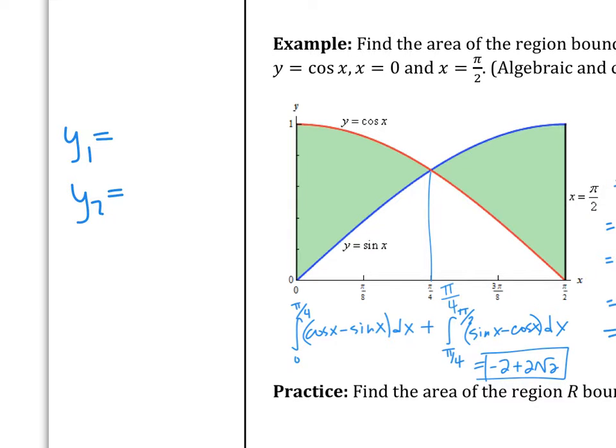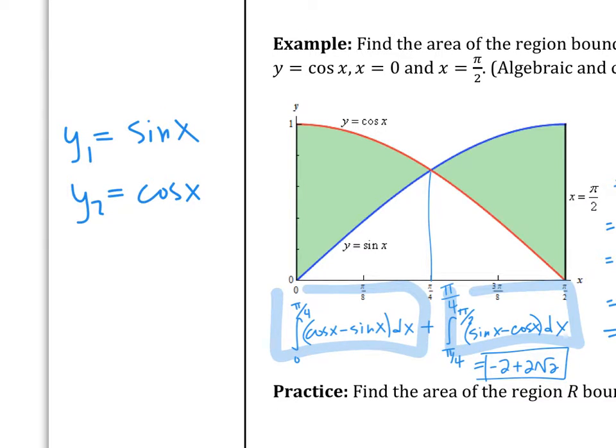I'm going to make y1 sine x and y2 cosine x. And then what you want to do is just type it in as is. So you're going to evaluate that part on its own and then this part on its own. Make sure you're in radian, okay? Okay, try it with your calculator.